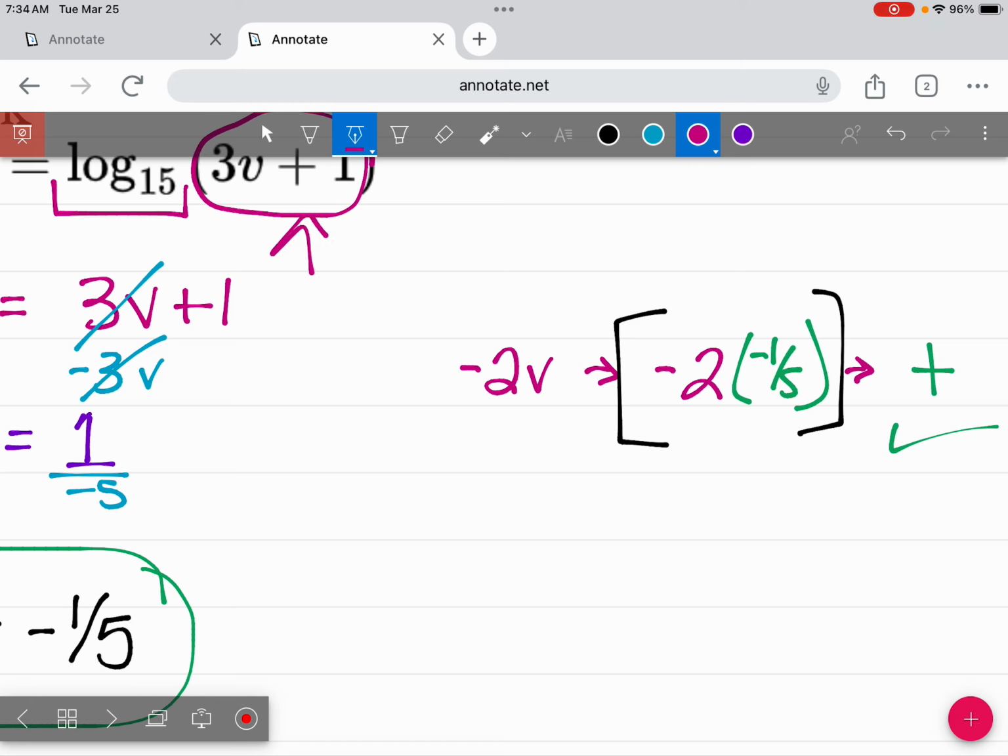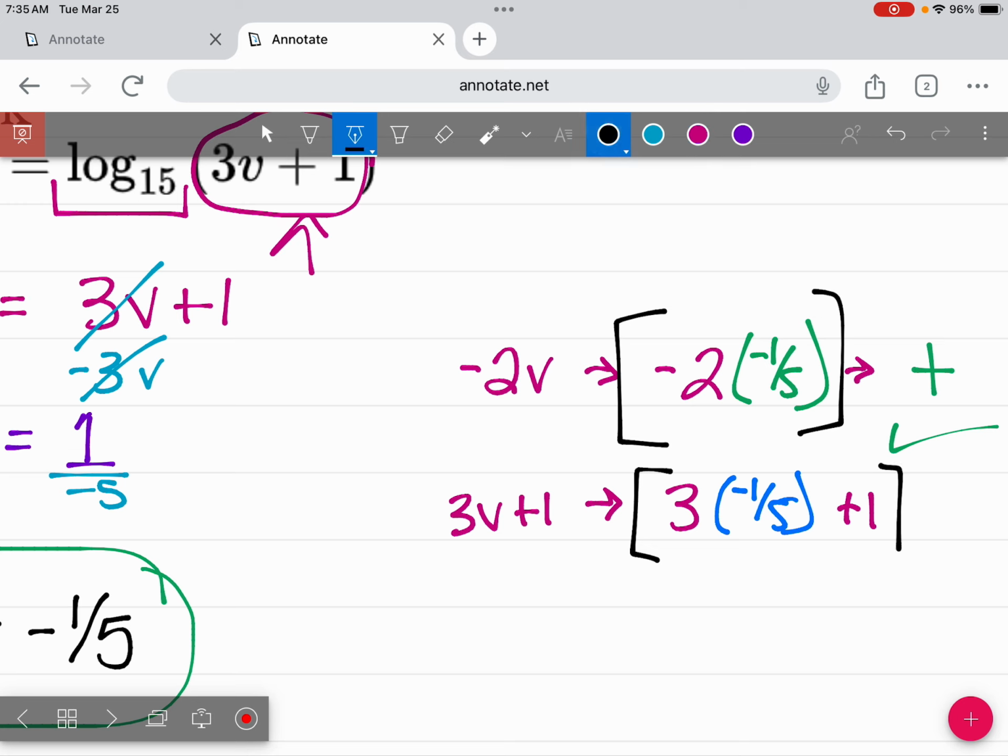We got to do the same with our other argument, with the 3v plus 1. So we're going to look at it as our 3 times that minus 1/5. That was supposed to be green, but whatevs. Same vibe. Plus 1. Is that going to be positive or negative? And if we need to, you can type it in the calculator. Yeah, it's going to be positive because the 3 times the minus 1/5, that's going to be negative, but it's going to be small. Plus the 1, we're going to have a positive 2/5. So this one also checks.